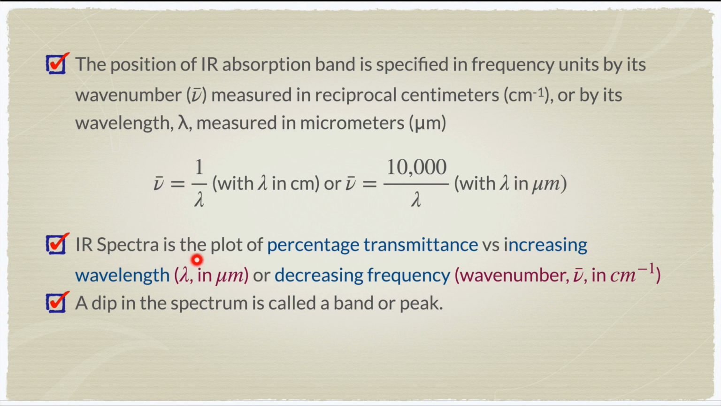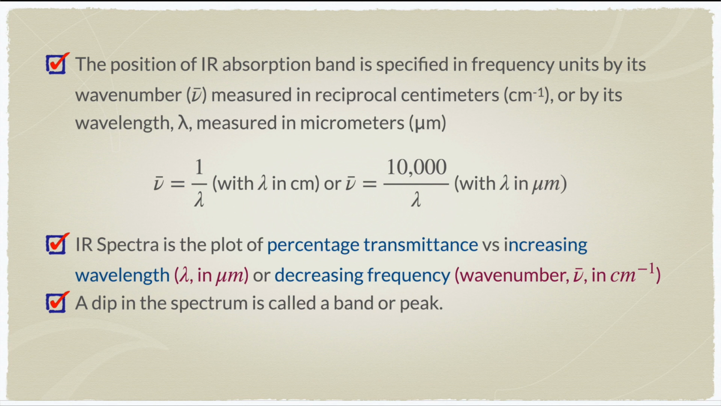Now an IR spectrum is a plot of percentage transmittance versus increasing wavelength or decreasing frequency. Now most of the IR spectra are represented in terms of decreasing frequency, that is wave number, rather than the wavelength. So we will be looking at most spectra expressed in this form. Now here the difference is that these are expressed in percentage transmittance and not absorbance. It's just the opposite to that of the UV visible spectra. So that was the main difference there.